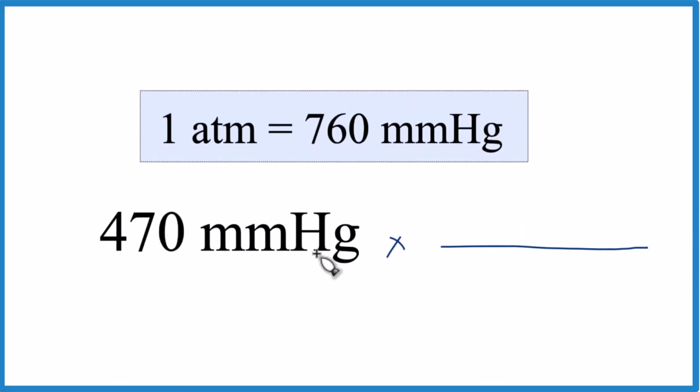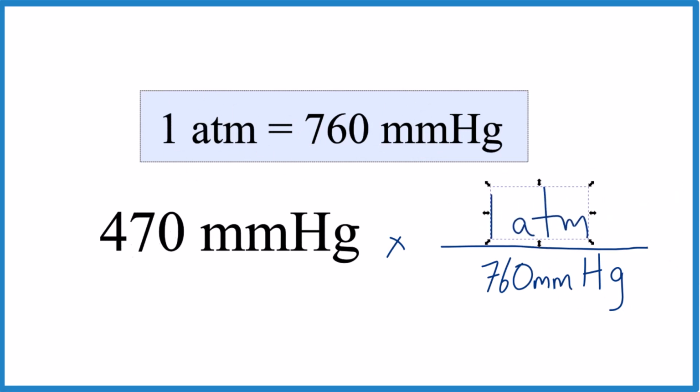So we want to have millimeters of mercury here on the bottom so it cancels out. So let's put 760 millimeters of mercury here on the bottom and then 1 ATM on the top. We want to end up with atmospheres as our unit. So we multiply millimeters of mercury on the top and bottom. They cancel out. So it's 470 divided by 760.